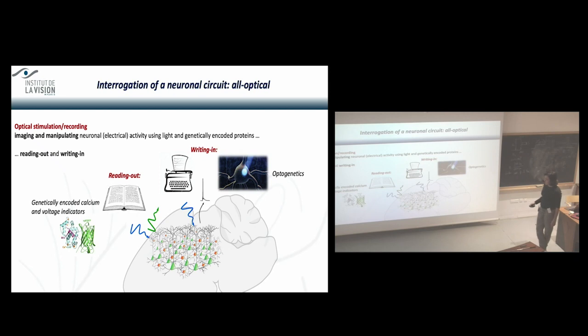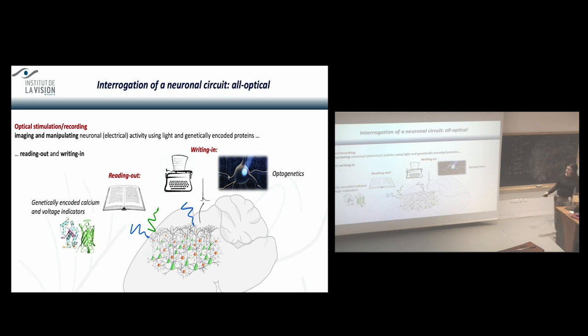We can actually image, record neuronal activity using mostly genetically encoded calcium and voltage indicators, but we can also manipulate neuronal activity using optogenetics. And so this is what I will now try to develop more.